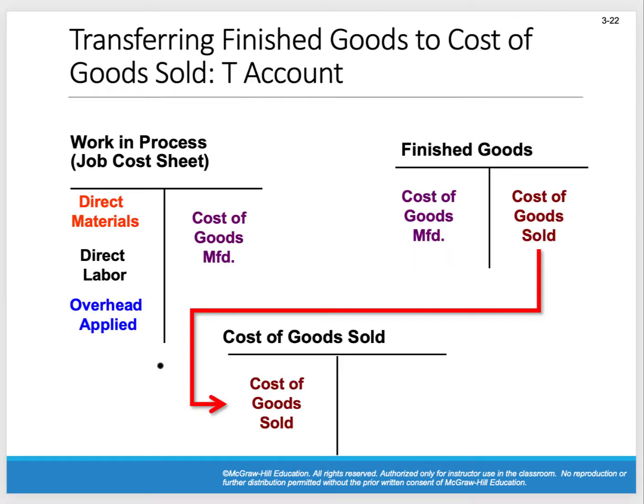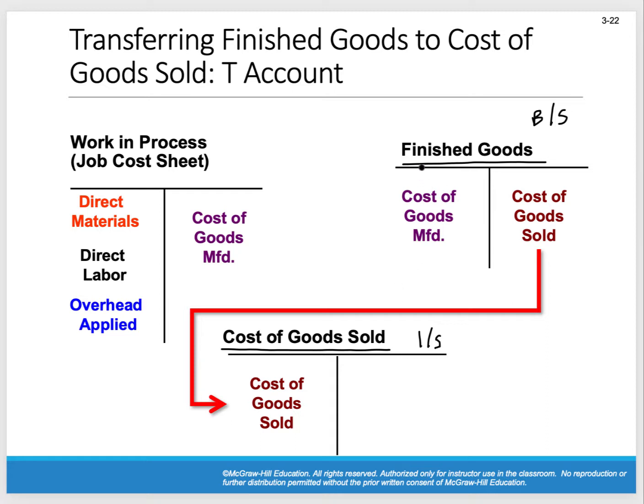Okay? What happens once those costs of goods manufactured are actually sold? Because right now, they're in the finished goods account, which is a balance sheet account. BS, balance sheet, all right? So those costs of goods manufactured need to leave the balance sheet and flow to the cost of goods sold account, which is on our income statement. So we now recognize the expense of the cost of the goods that we made and actually sold.